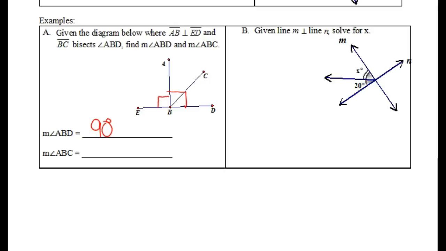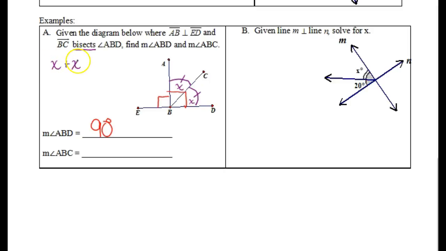Our next hint is something about bisect. What does bisect mean? Bisect means to split it exactly in half, or in this case, we're taking one angle and creating two congruent angles. So this angle is the same as this angle. So if we're looking for the measure of angle ABC, how about we just call that X? That means that angle CBD is also X.